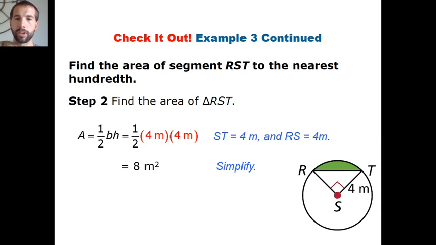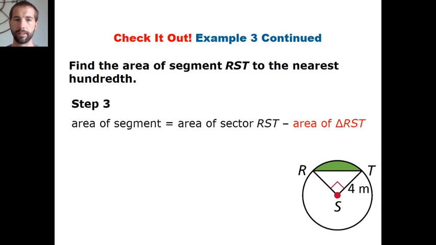So now we know that the entire sector is 4 pi square meters. The triangle is 8 square meters. So now to find the segment, we're going to do the sector minus the triangle, so that's 4 pi minus 8. And that comes out to be about 4.57 square meters. So that's how you find what's called a segment of a circle.